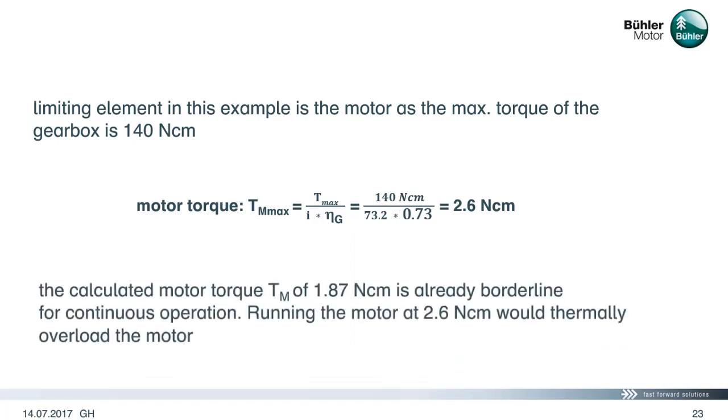Our calculated motor torque T sub m is 1.87 Newton centimeters, and this is already borderline for continuous operation. Running the motor at 2.6 Newton centimeters would thermally overload the motor.